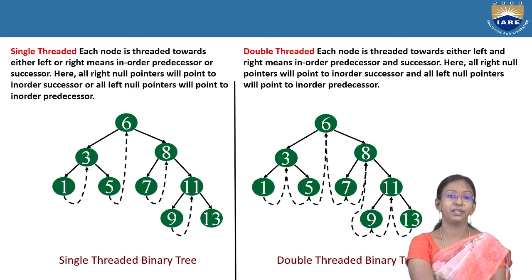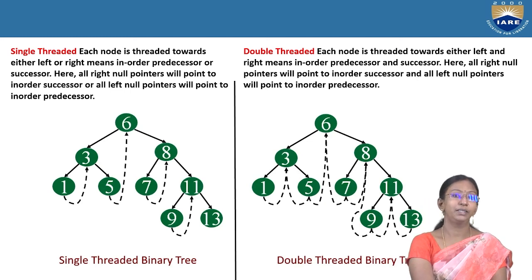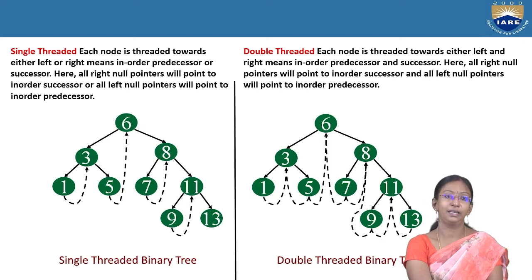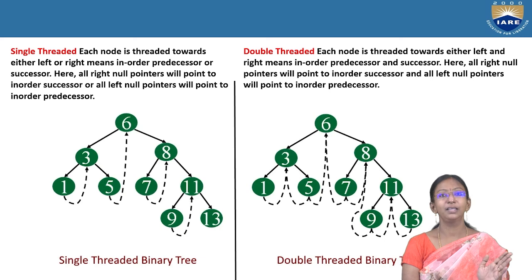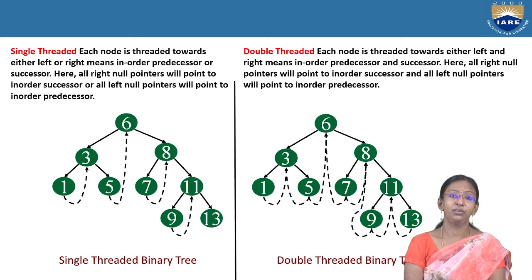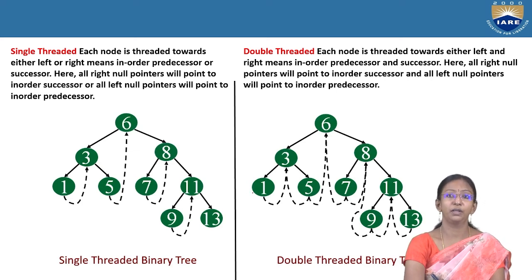7, being the left child of 8, is linked to 8. 9, being the left child, is linked to its parent 11. So this is single threaded. It means you can see that it is, particularly, left child threaded, predecessor threaded, right? Coming to double threaded, both left and right children are hooked, or threaded, to their parents.